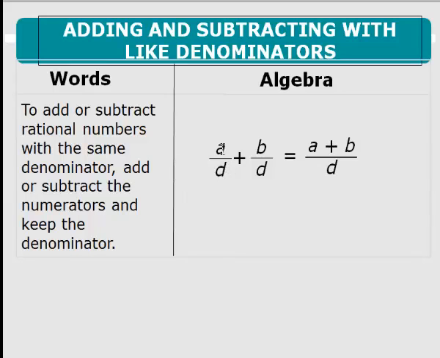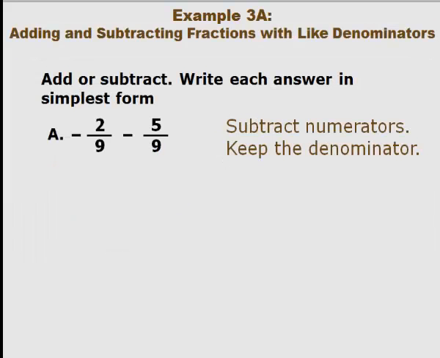If we add or subtract any rational numbers, we're going to add and subtract the numerators, as long as the denominators are the same. If the denominators are not the same, we're going to first make them the same, and then go ahead and add and subtract. Let's look at a couple problems. This is example 3a in your notebook.